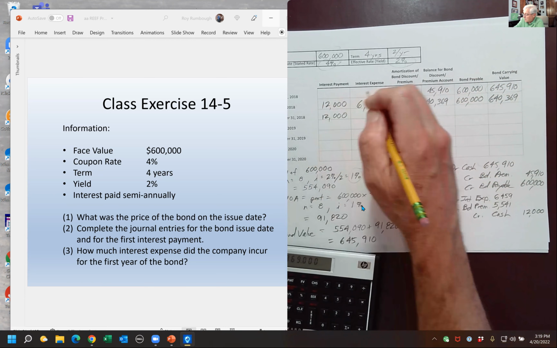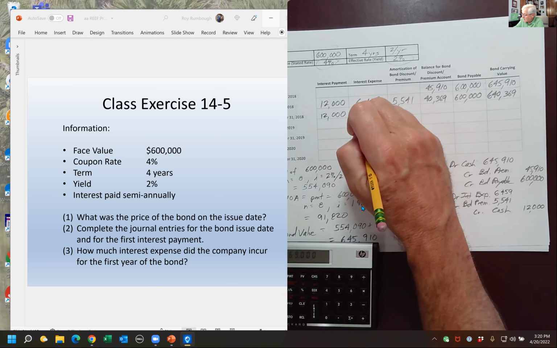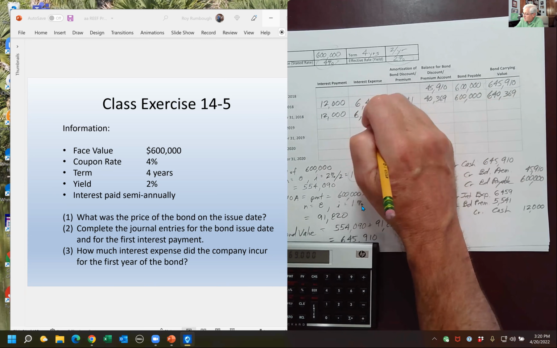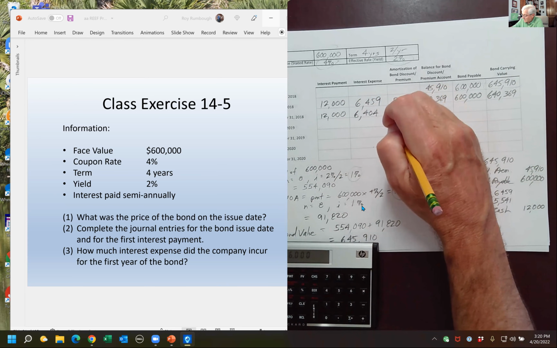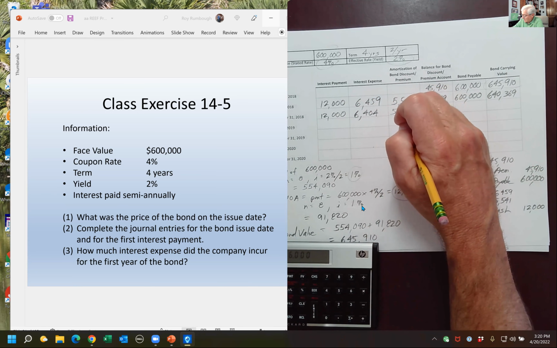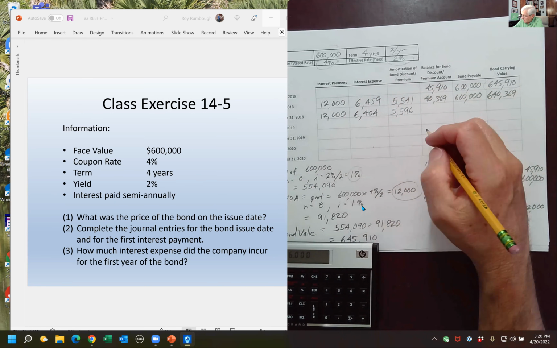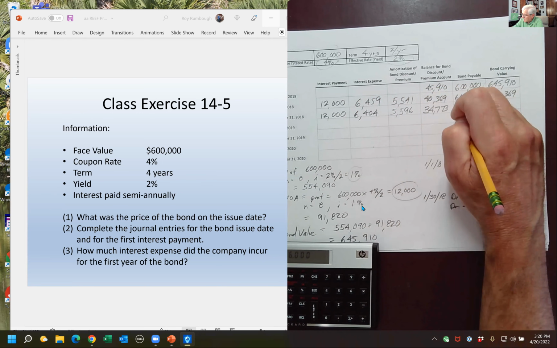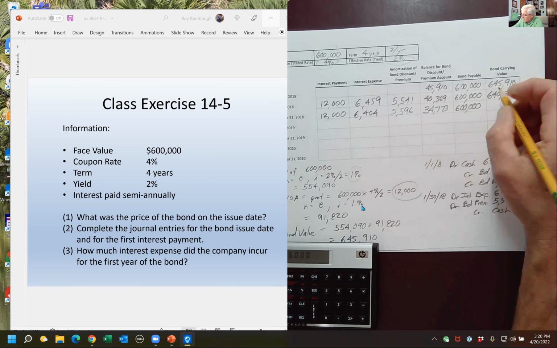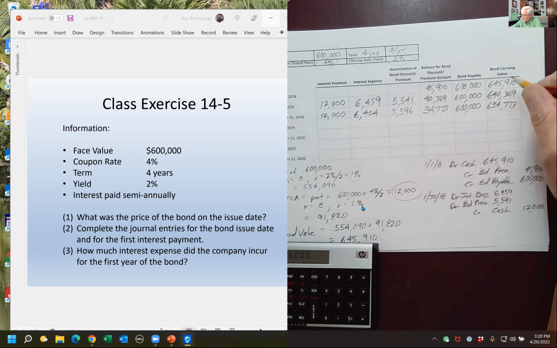Payment of 12,000. 1% times 640, I can do that number. 6,404. Difference in these two, 12,000 minus 6,404, 5,596. And my new balance for my bond premium is 34,773. 600,000. I'm going a little bit fast here, but hopefully you're getting this now. 634,773. See how this is coming down?